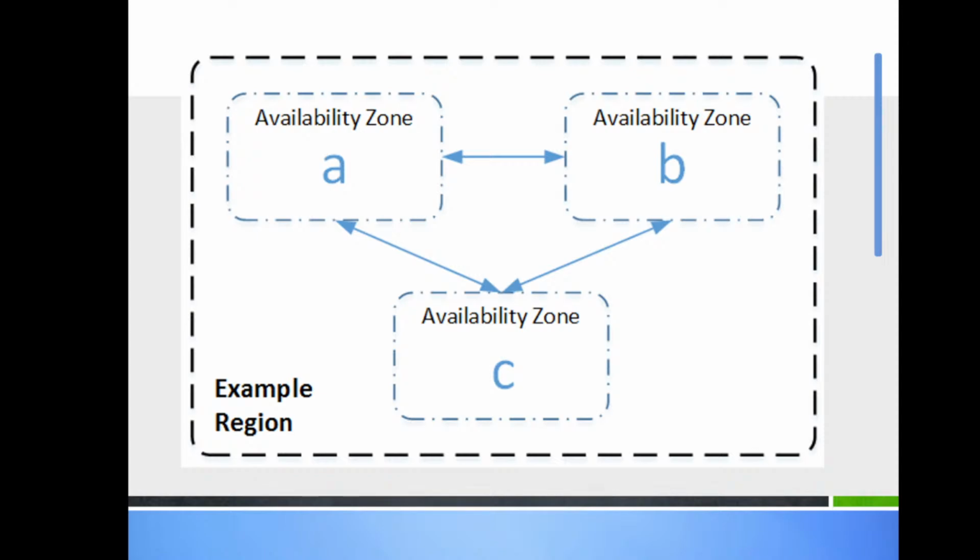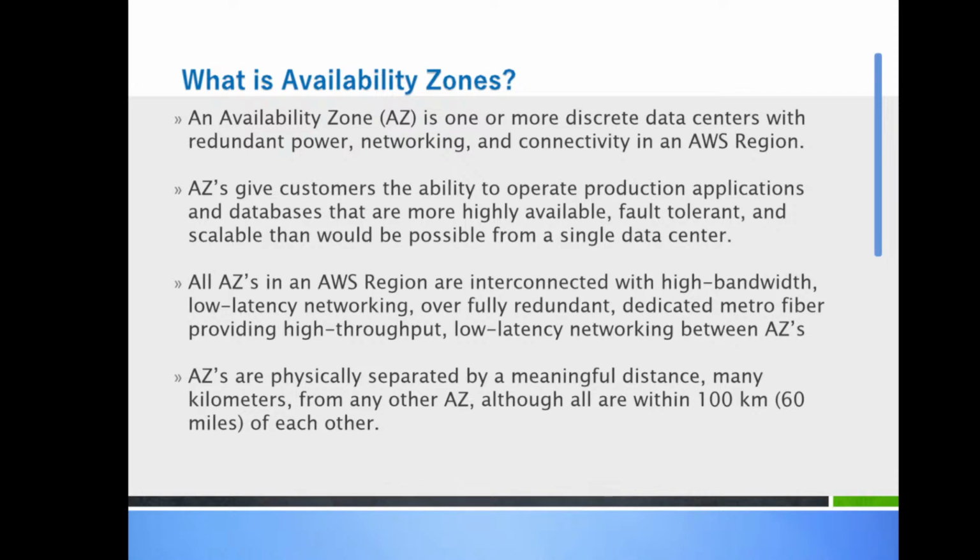It has been developed and designed by Amazon, but the property is that in each availability zone there will be a data center. This is one data center, this is another data center, this is a third data center. All these are connected with each other with high speed internet. Now, how does Amazon select these data centers? AZs are physically separated by a meaningful distance, many kilometers from each other, although they will be within 100 kilometers of each other.